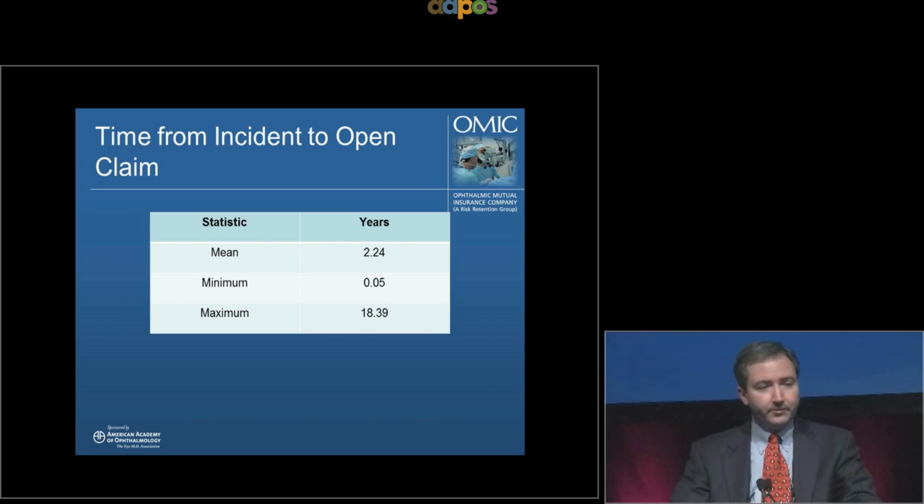And here's the time from the incident to the time of an open claim. The mean is 2.24 years, with a minimum being almost instantaneous, within minutes of the incident, the claim is filed, to a maximum. Unfortunately, that's our problem in pediatric ophthalmology, many times a claim can be filed many years after you've completely forgotten the case, up to 18 years here.